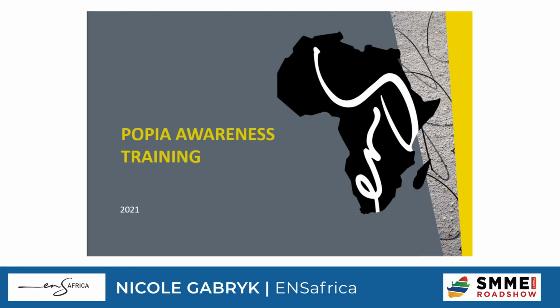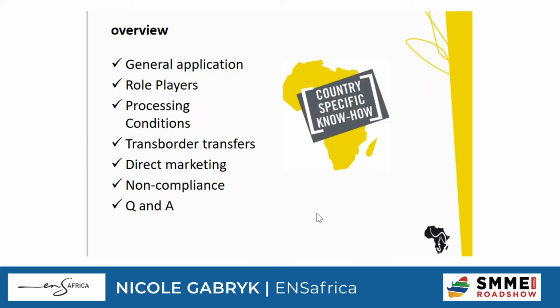Today we're going to look at an overview of the Protection of Personal Information Act. We're going to cover the general application of the Act. We're going to look at who the role players are. We're going to look at the 8 processing conditions, which are the heart and lifeblood of the Act. We're going to touch on the prohibition of trans-border transfers of personal information.